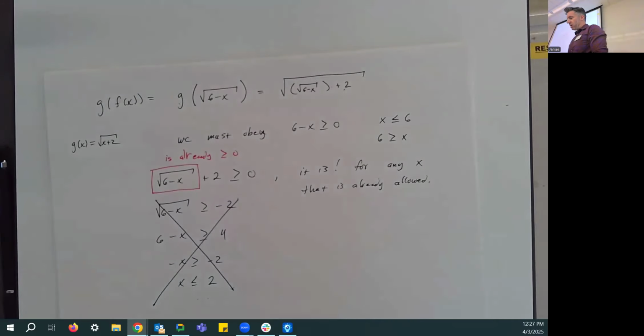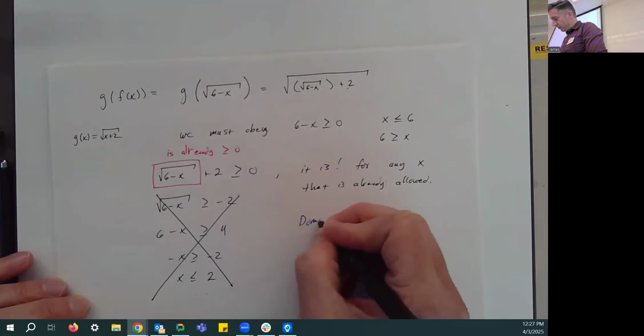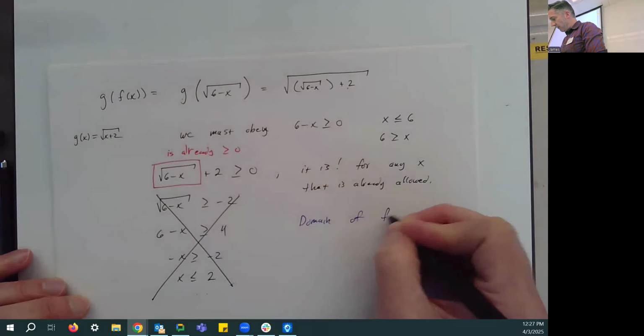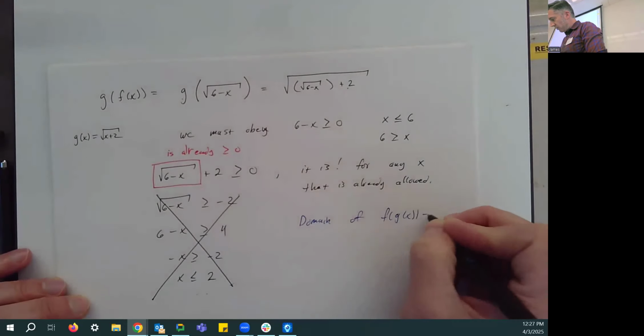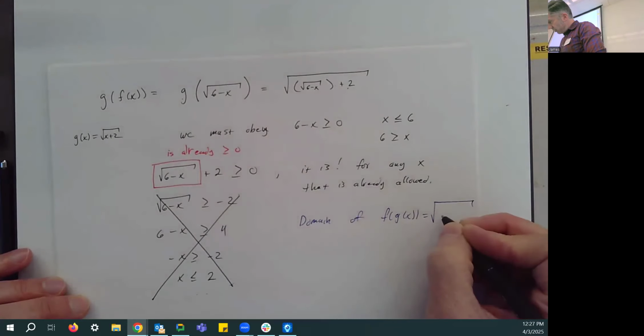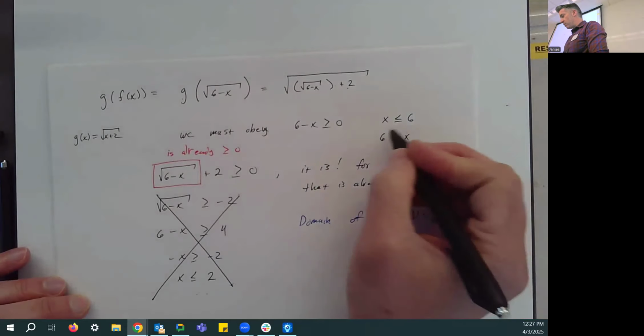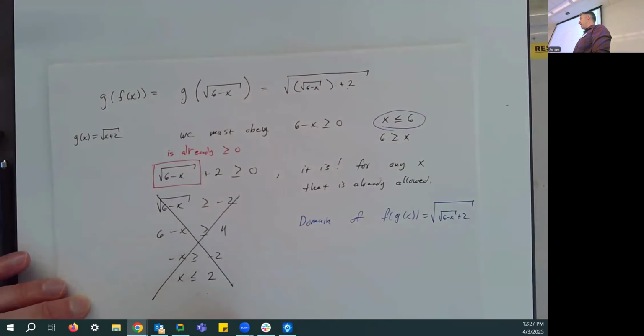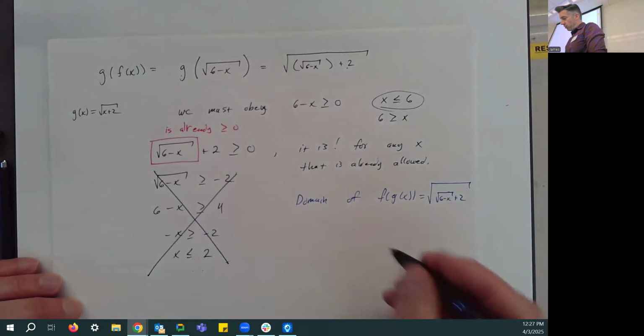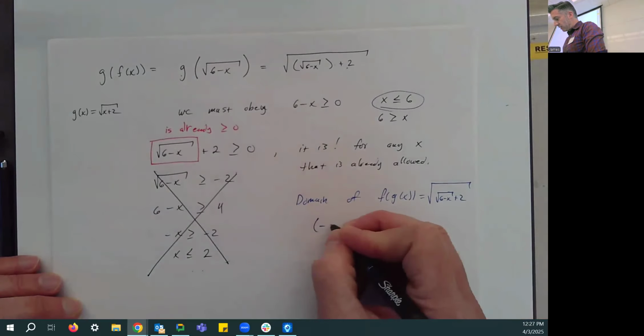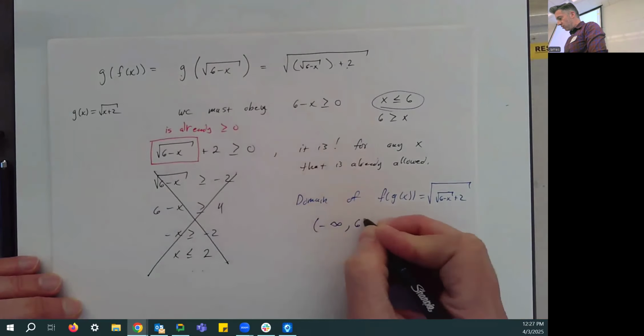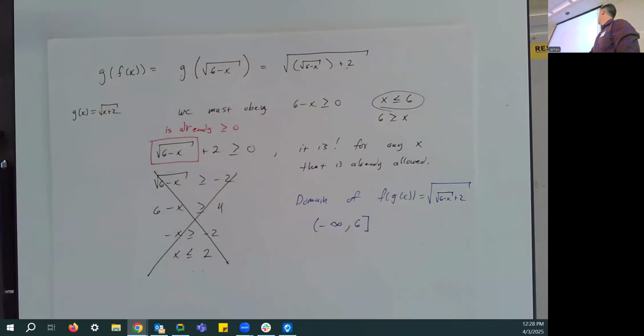So I should go back and say, okay, yeah, the domain of f of g of x equal to the square root of the square root of 6 minus x plus 2. Well, all we had to do is say that x was less than or equal to 6. We have to obey that inner domain. So here our domain is everything that's less than or equal to 6. So negative infinity up to 6 inclusive.